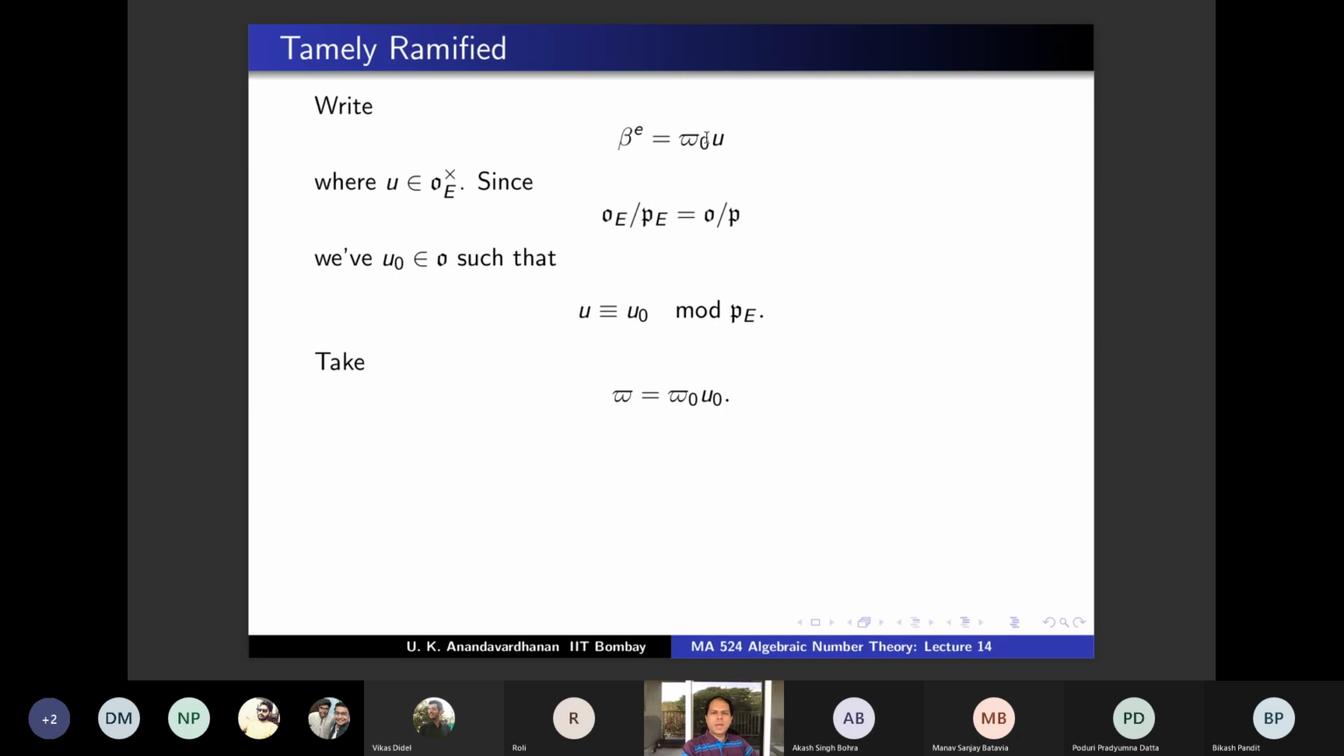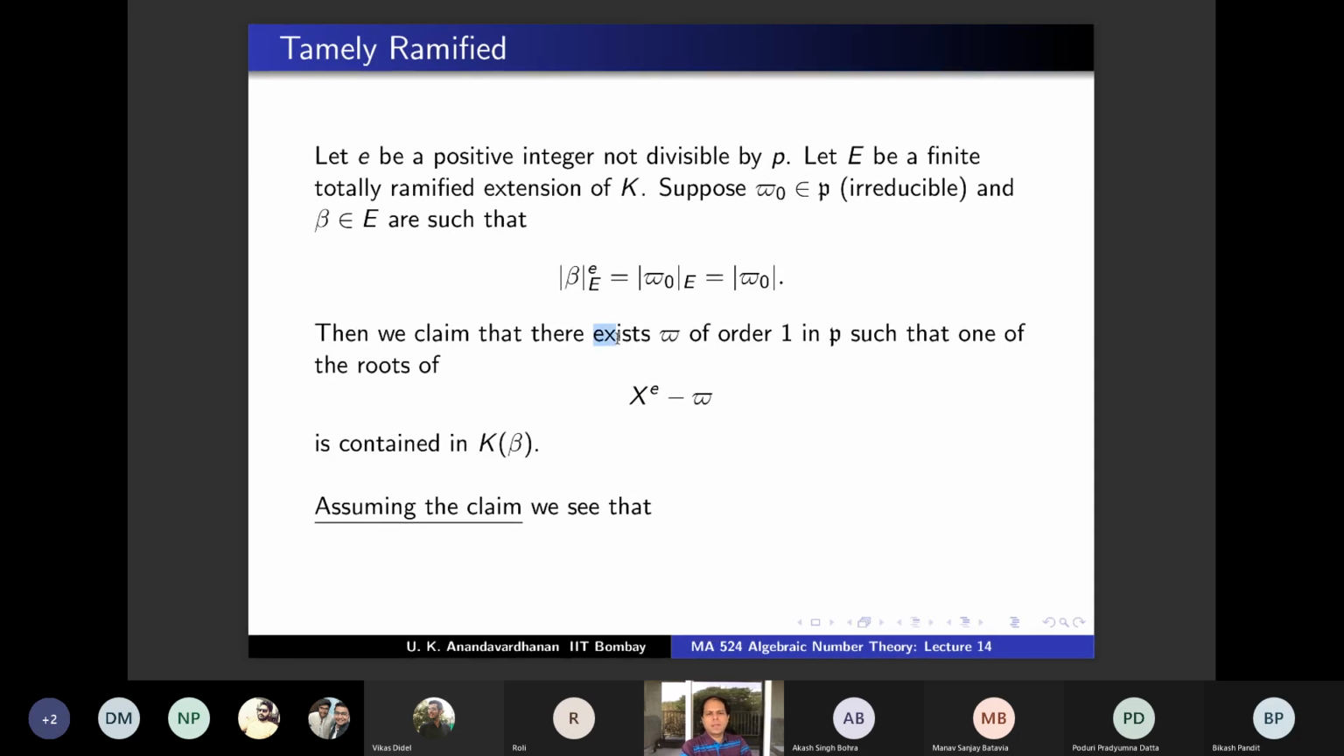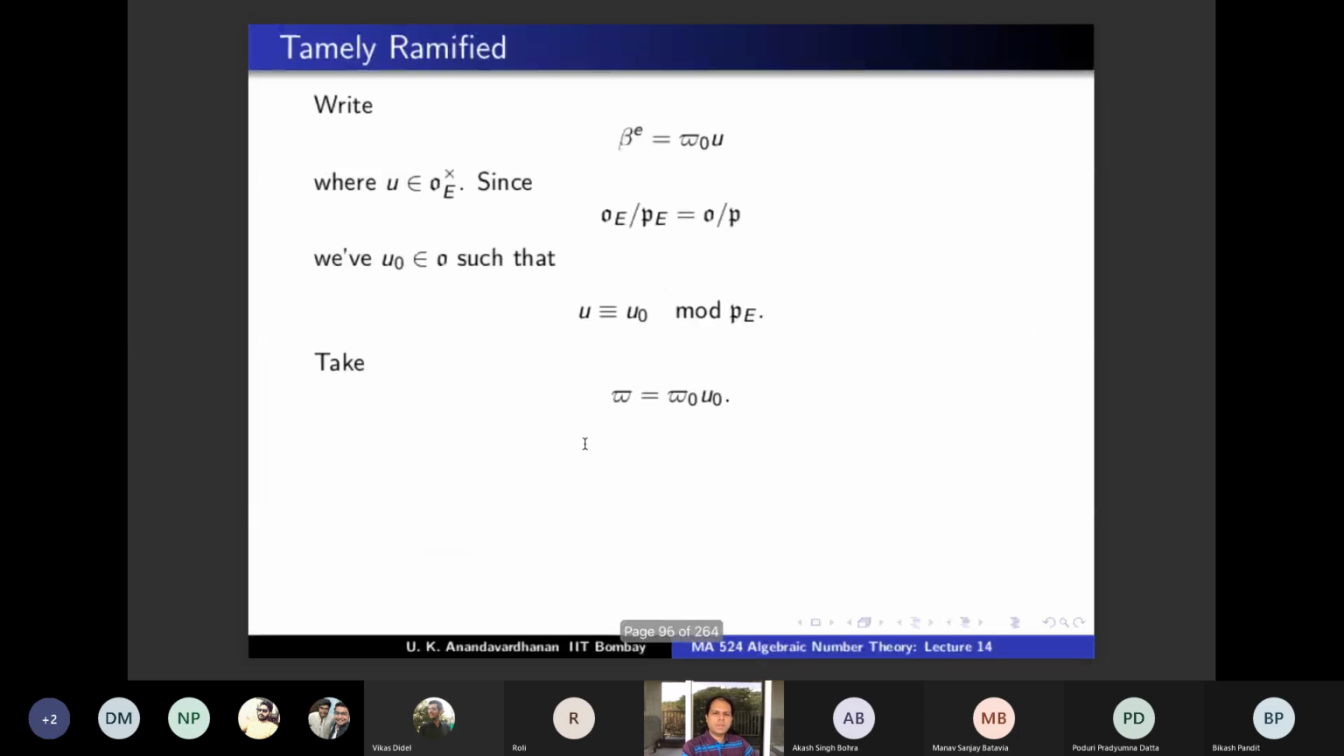And now we are going to modify pi naught to pi by taking pi to be pi naught times u naught. So what I have done is, u is upstairs and may not be in the ground field, but I modified it by a u naught. Pi naught is from the ground field, it is in P. Now u naught is also in the ground field. Therefore, this element is in the ground field. So this pi is the pi that we will work with in the claim. We claim that there exists a pi of order 1 in P, and that is the candidate pi, such that one of the roots of x power e minus pi is contained in K beta. That's what we are going to show.